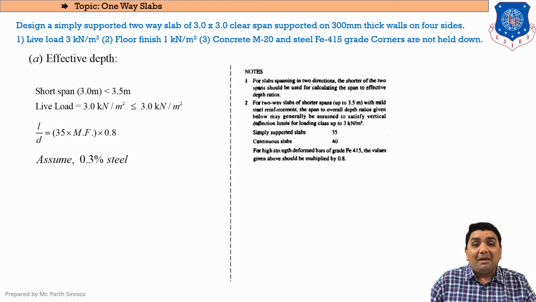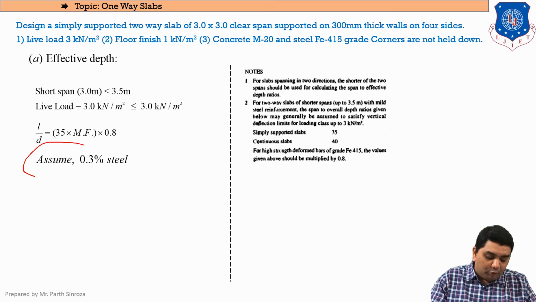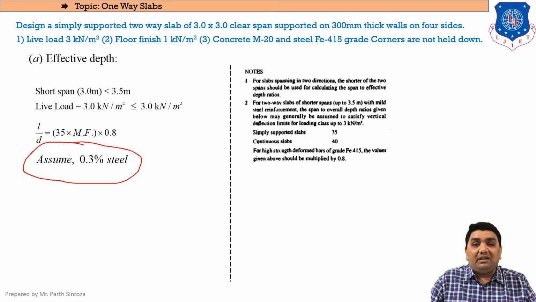But in this case our main steel is provided in both the directions, that is in X direction and Y direction. So the total PT provided will again be the same 0.6, but now it is being divided into two parts, that is in the shorter span and longer span. So our PT will be divided into two parts. So for two-way slabs we will always be assuming our PT to be 0.3%. Clear? So this you need to remember.